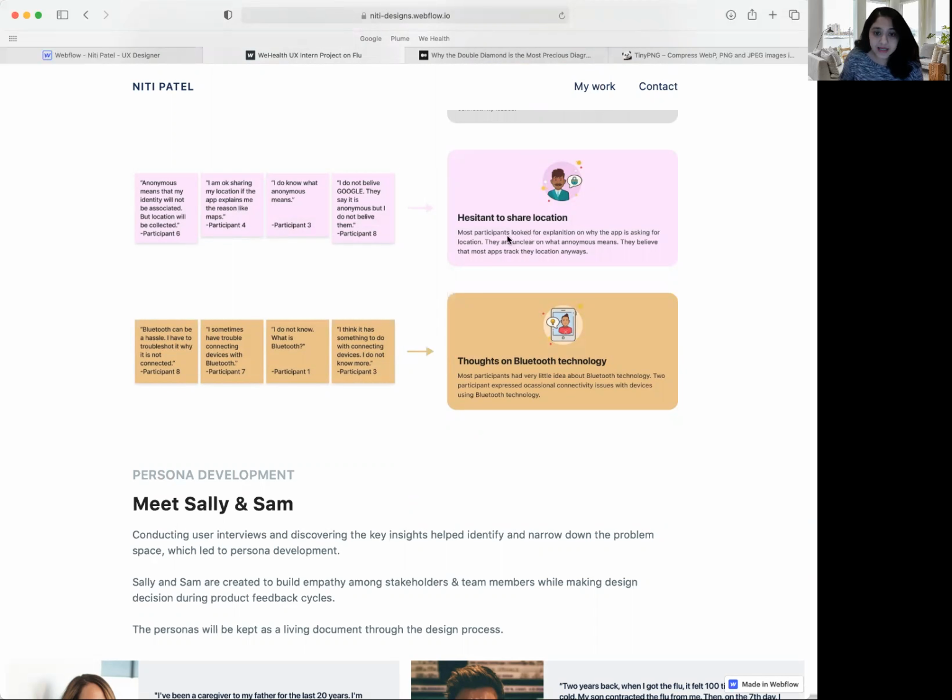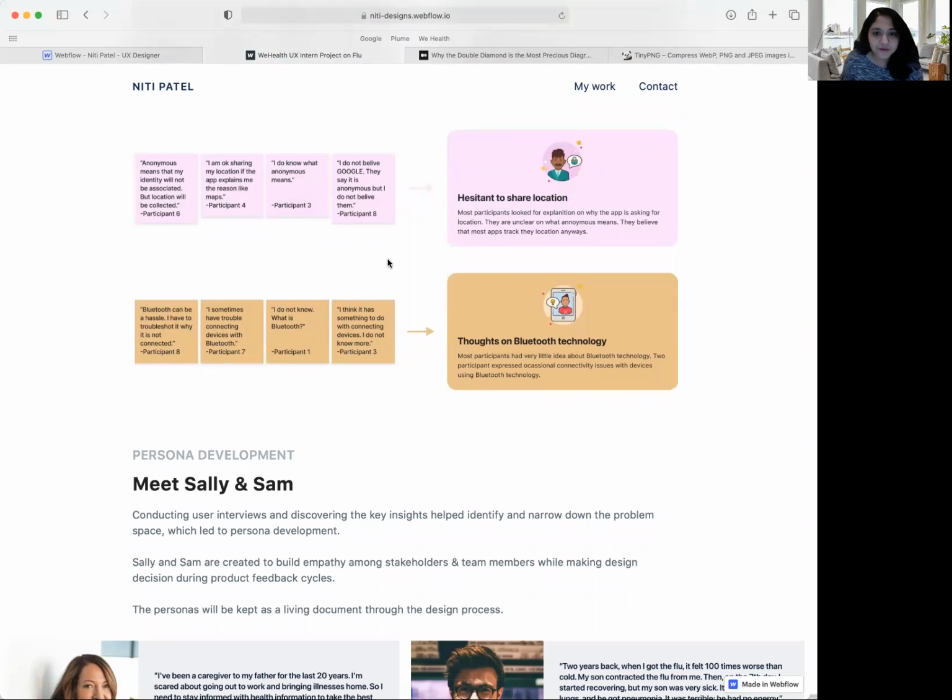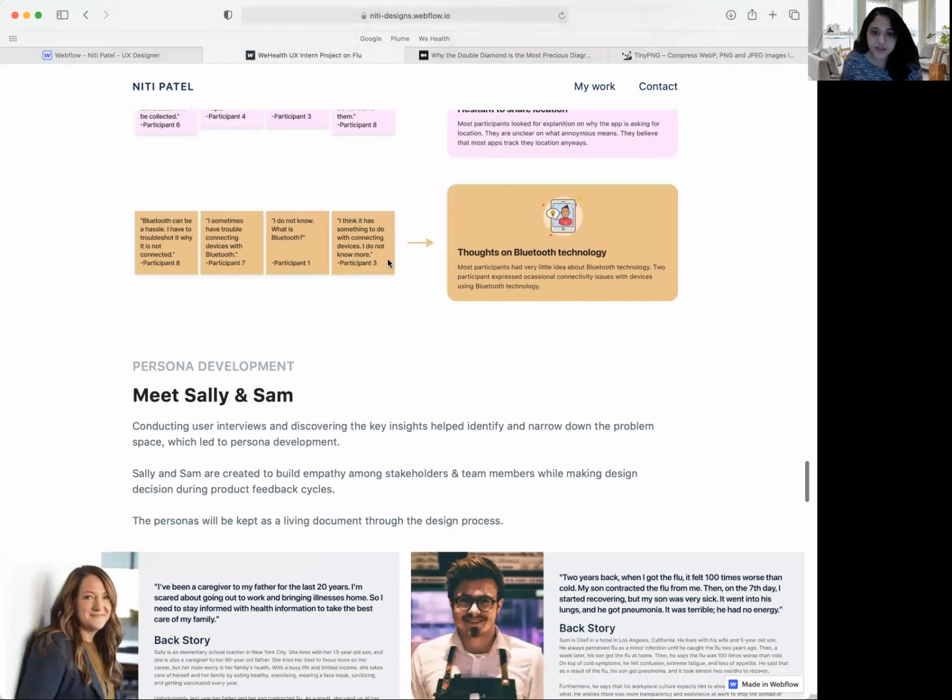Next is hesitant to share location. So even if you tell them that the app is anonymous, they have very little idea of what that means. They still think that location is collected. Like one of the participants said, anonymous means that my identity will not be associated, but location will be collected. I do not believe in Google, the next participant says. They say it is anonymous, but I do not believe them. So a little bit of hesitancy noticed there.